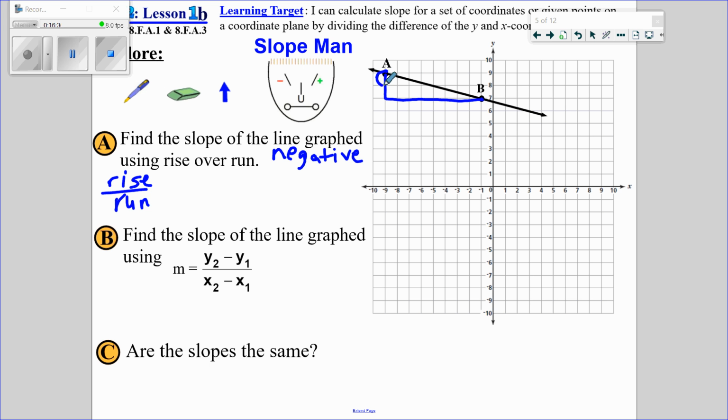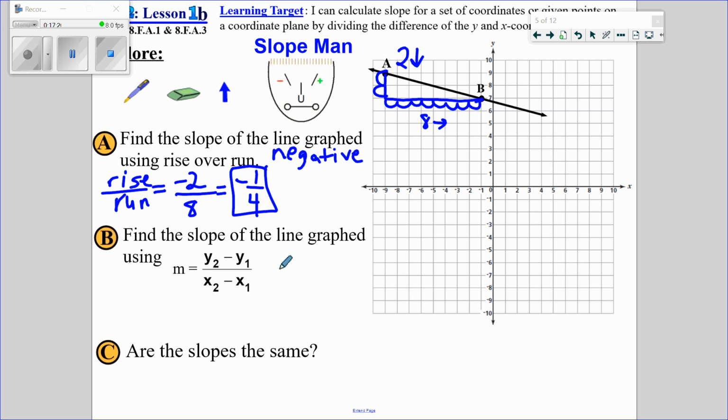My rise, 1, 2. I went down 2. My run, 1, 2, 3, 4, 5, 6, 7, 8. I went 8 to the right. Now I go to my rise over run. I went down 2, so it's a negative 2. My run is 8 to the right, so it's a positive 8. This can reduce to negative 1 over 4. I said it was going to be negative. My slope is negative.